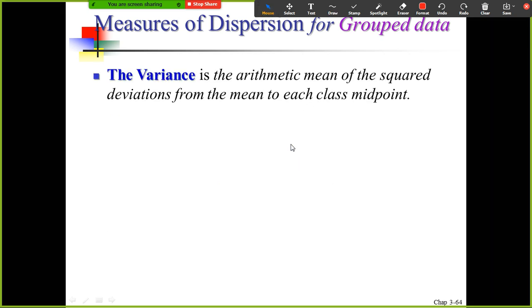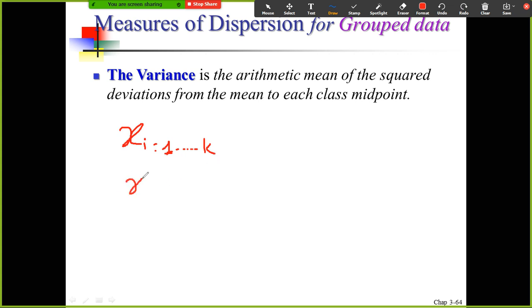How to find variance? Similar to mean deviation, in order to find variance, first you need to find midpoint class, the midpoint class from class 1 to class k. If I equal to 1, this is midpoint class 1. If I equal to k, this is midpoint last class. Then you need to find arithmetic mean, and then you need to find deviation.